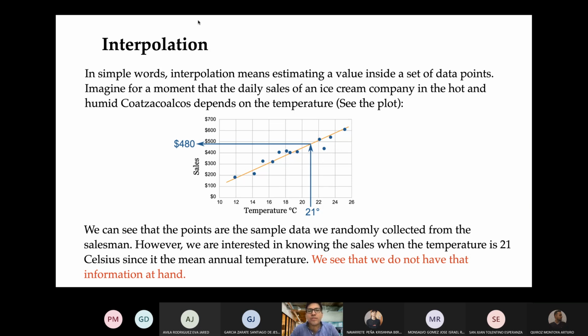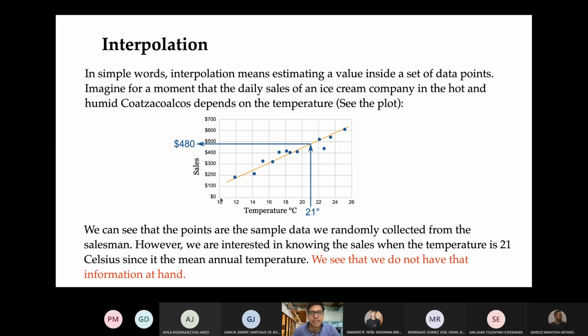But why do we use this? For example, let's imagine that Montoya has an ice cream company in Coatzacoalcos. It should be a good deal because Coatzacoalcos is very hot and humid, so ice cream must be a popular business. He decided to start a company, and he started analyzing the sales based on the temperature. For example, he has this plot because he's an engineer as well.